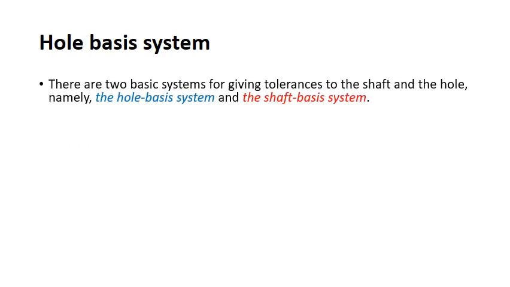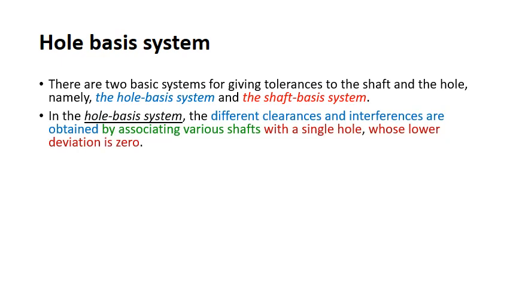So we have two types of systems here for specifying the tolerances to the shafts or the hole to get the requisite fits. One is the hole basis system and the second one is the shaft basis system. In case of hole basis system, the basic size of the hole is kept as reference, and the different clearances and interferences are obtained by associating with various shafts.